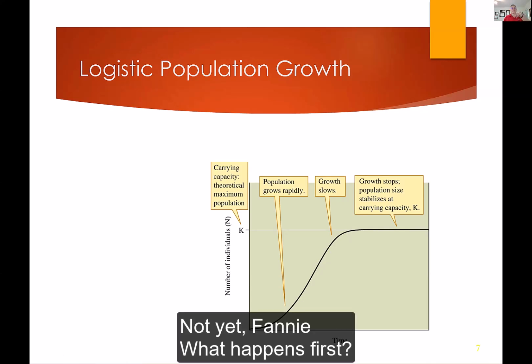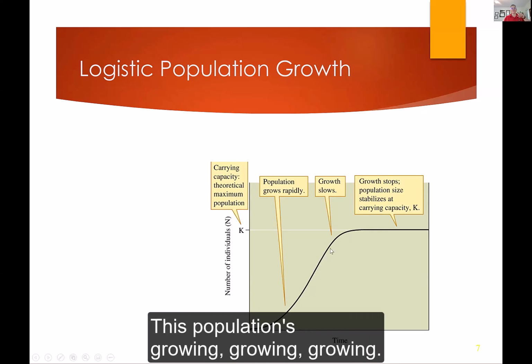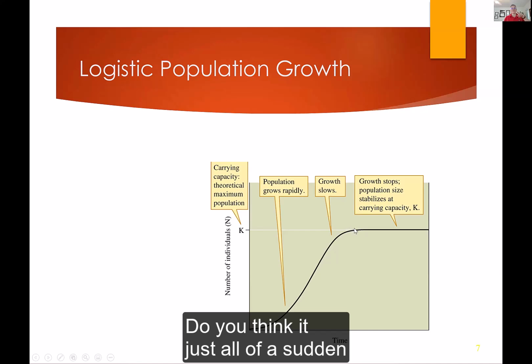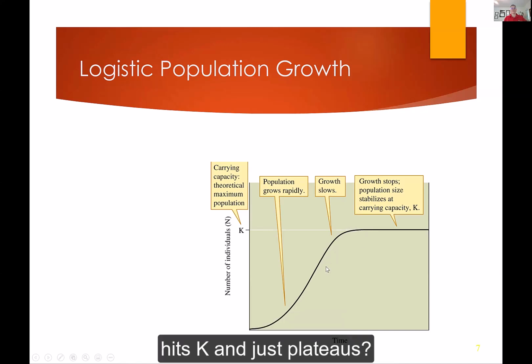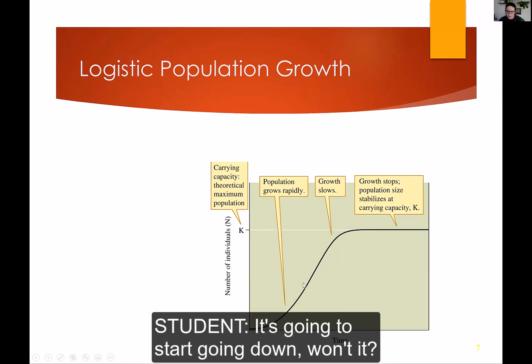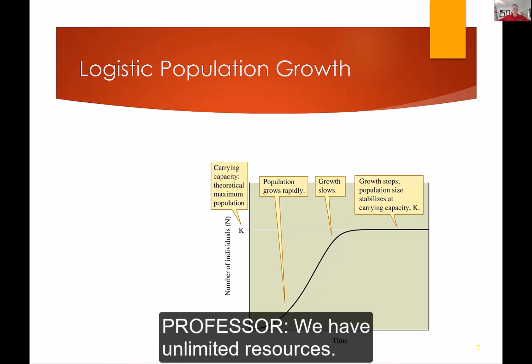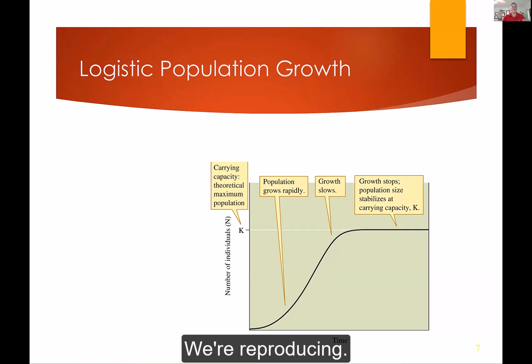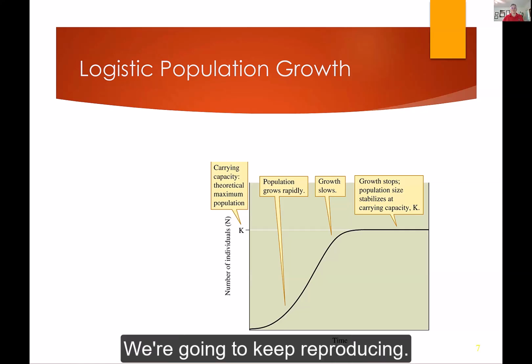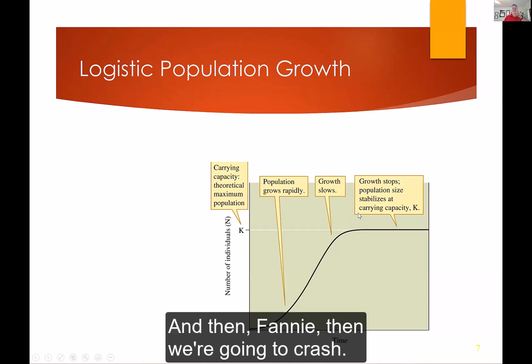No, not yet, Fanny. What happens first? This population's growing, growing, growing. Do you think it just all of a sudden hits K and just plateaus? It's gonna start going down, won't it? That population goes down. Unlimited resources. We're happy. We're reproducing, right? We're going to keep reproducing. We're going to exceed this line. And then Fanny, then we're going to crash, right?